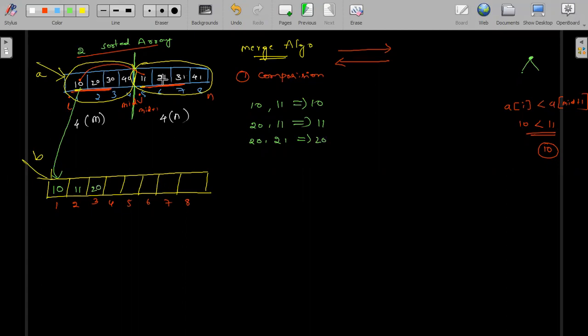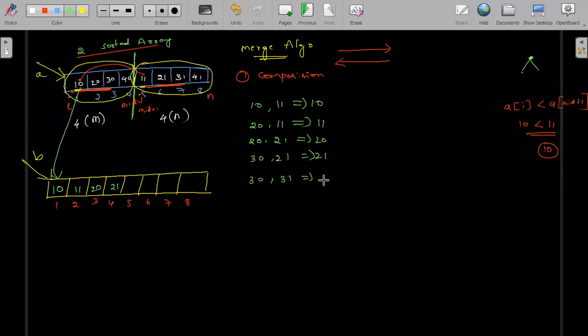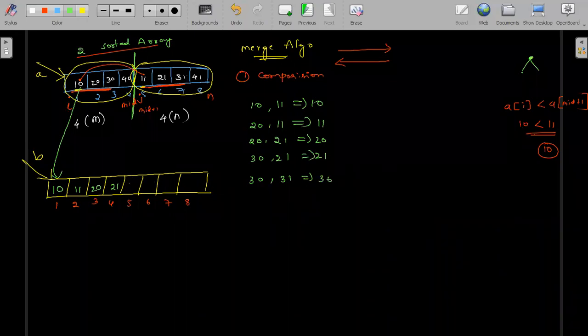30 with 21. Okay, 30 with 21. Correct? Which is the least? That is 21. It will go here. Again over. Okay, again 30 with, what is that? 31. Which is the least here? 30, it will go here.